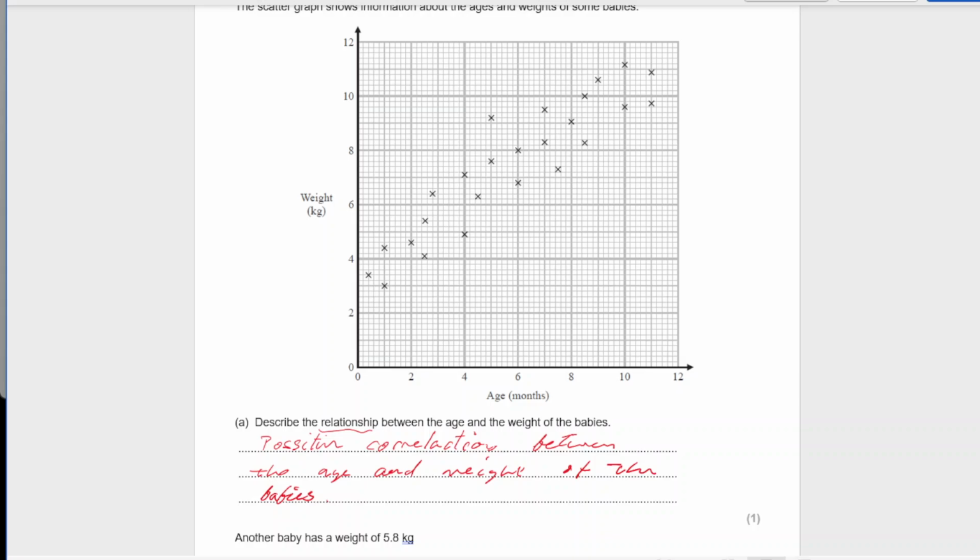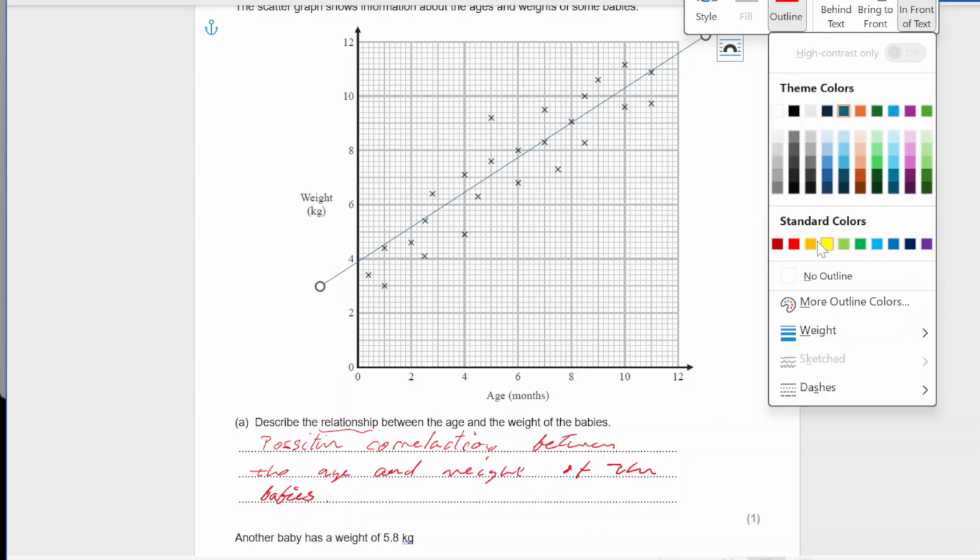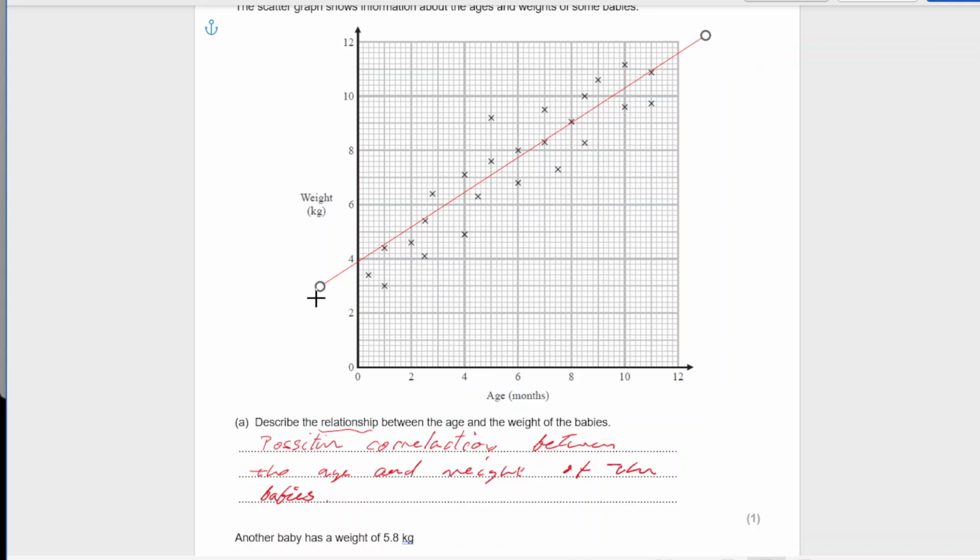Another baby has a weight of 5.8 kilograms. Use the scatter graph to find an estimate for the age of the baby. Typically a 2-mark question, we pick up the first mark for drawing a line of best fit. So I'll put a line and move it around, very roughly drawn. I'm going to make it red to match my writing colour. You'll do this with a ruler, moving it around to roughly match the correlation of the graph. It doesn't need to go through 0, 0, or through any points, just needs to roughly match what we've got there.